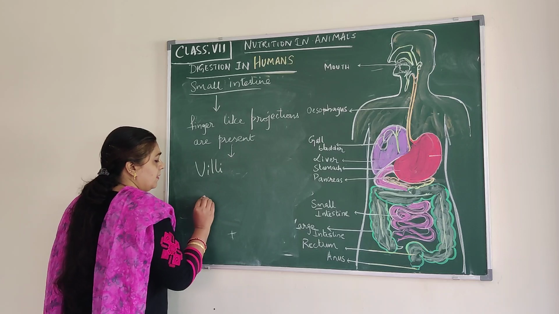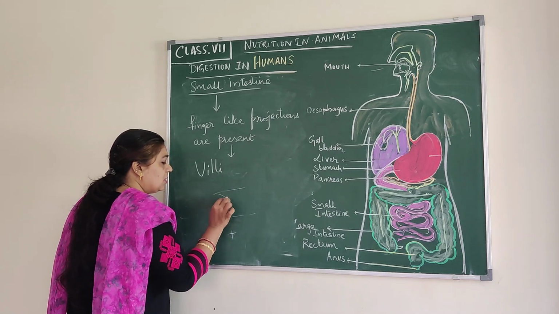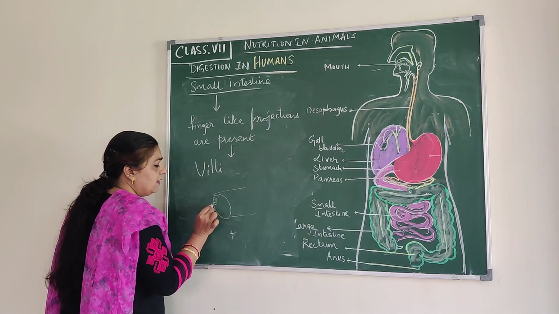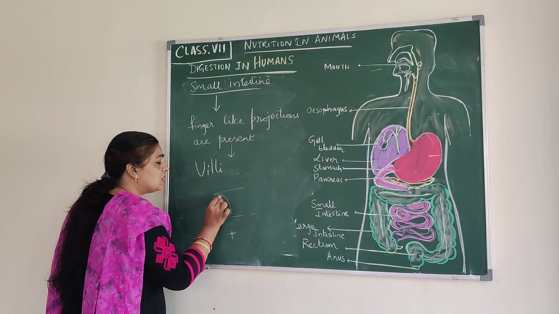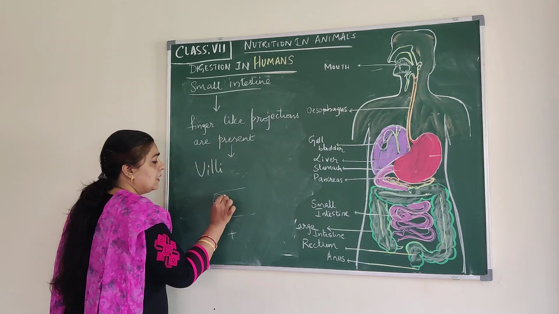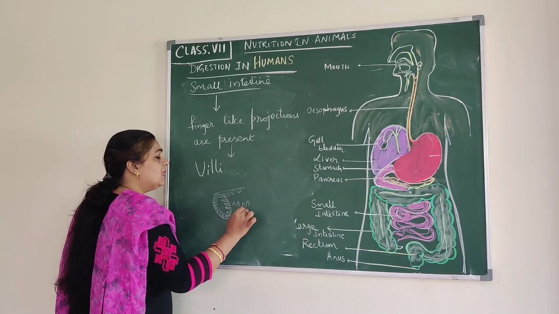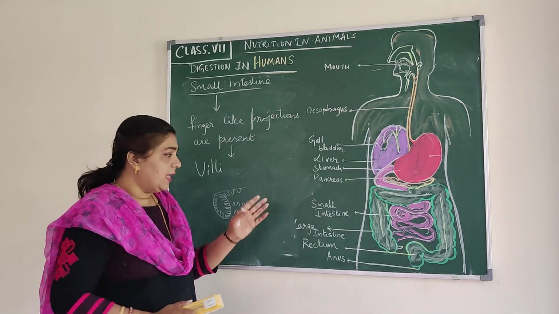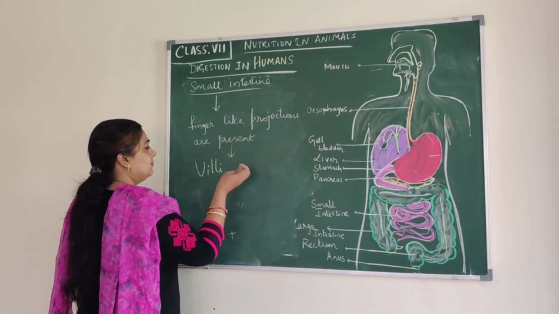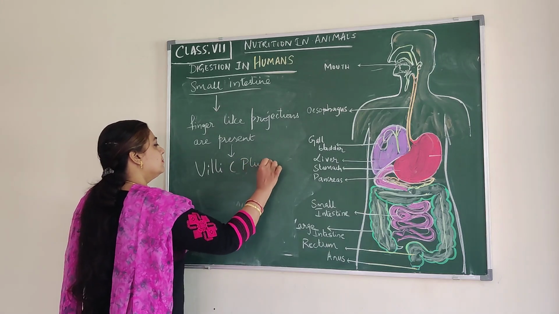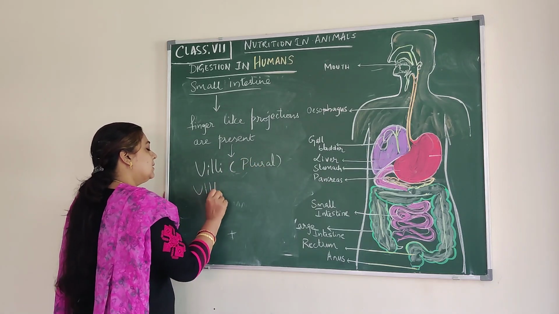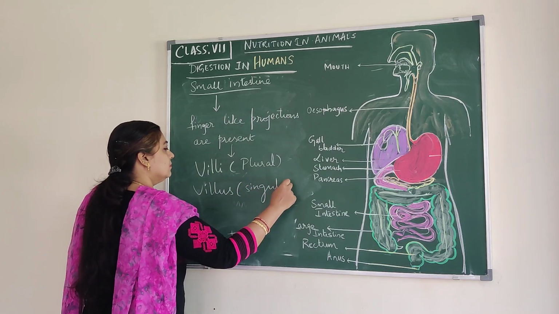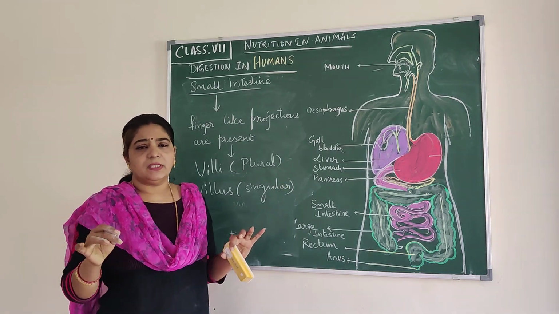See, if I just imagine this is a section of the small intestine, here we'll find numerous thousands of finger-like structures like this. These finger-like structures are called villi. Villi is the plural form. Villus is singular. So we find numerous such structures.